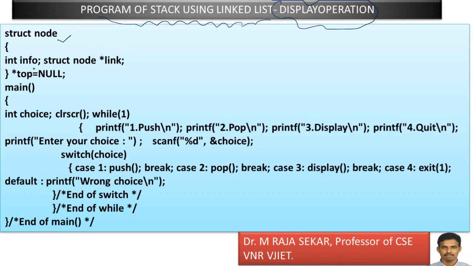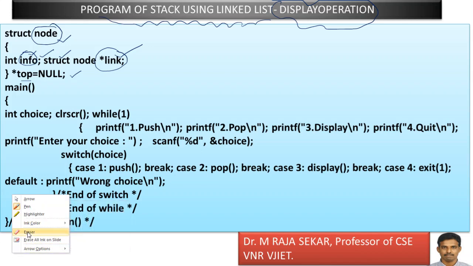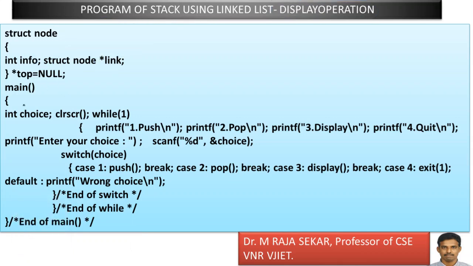The struct node has int info and struct node star link. What does it mean? This node is a structure name. Info and link are two variables, in which link is a pointer variable and info is an ordinary variable. Again, top is a pointer variable which is initialized with null value. Basically, this is a self-referential structure which is useful for writing a program for stack using single linked list.